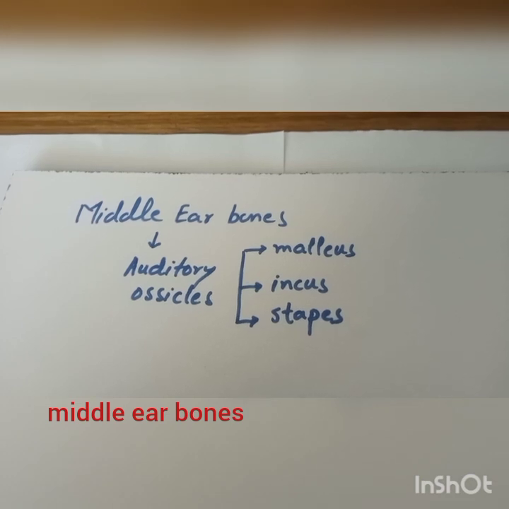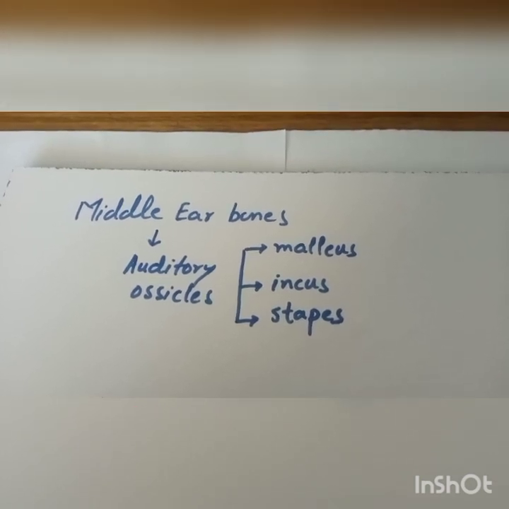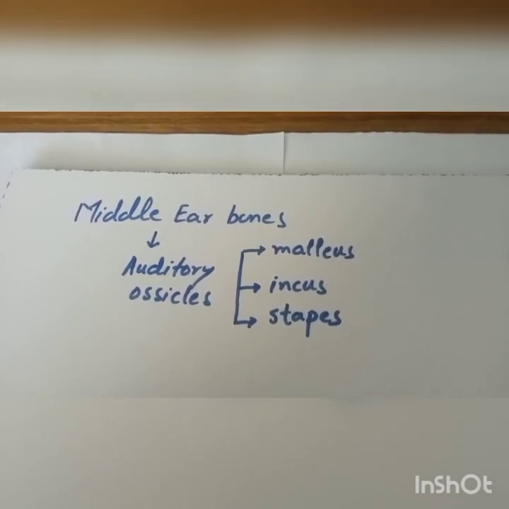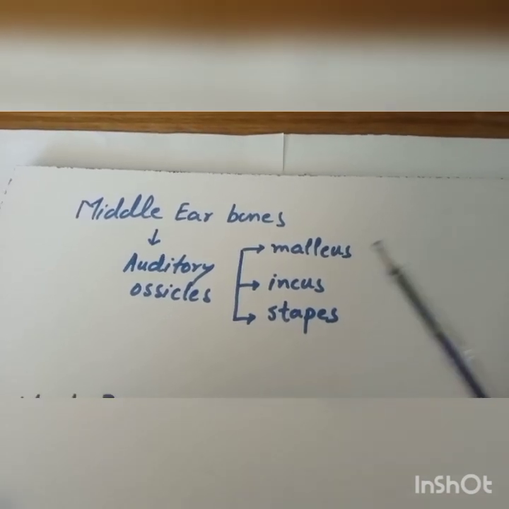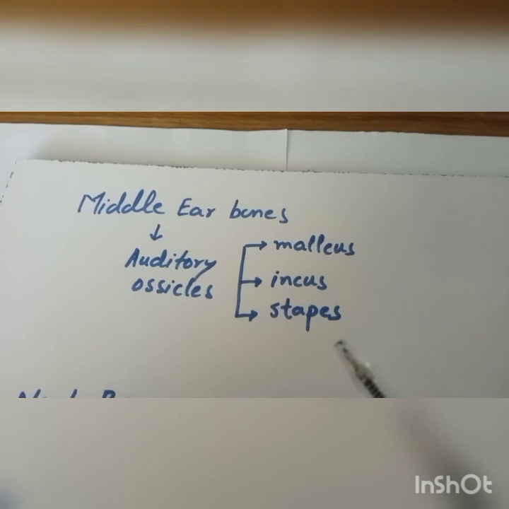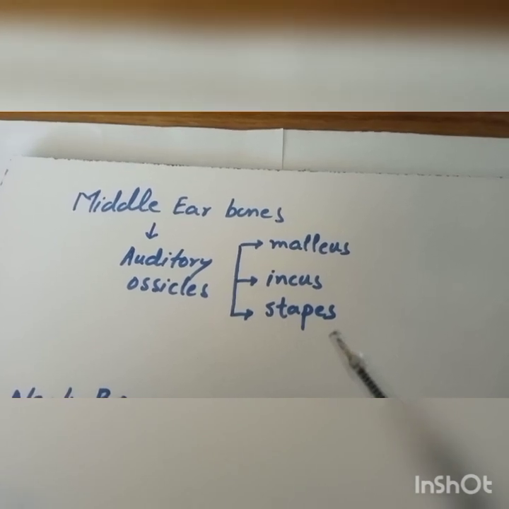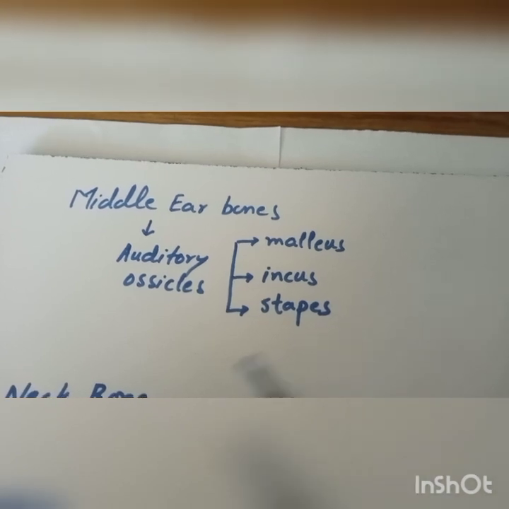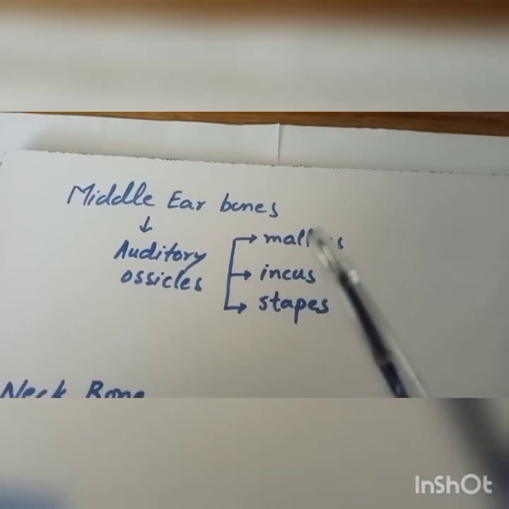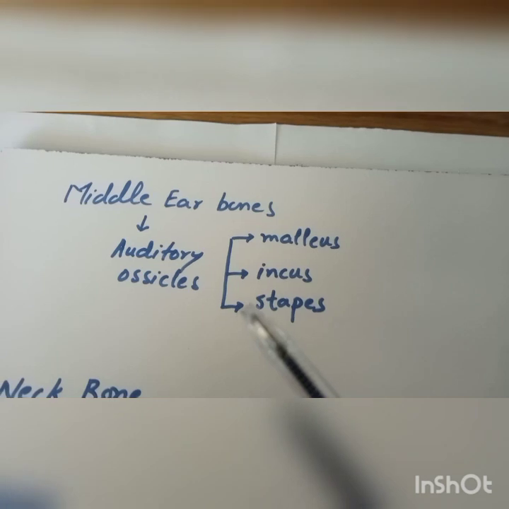Part two is middle ear bones. Middle ear bones are the auditory ossicles, that are the malleus, incus, and stapes. These are paired bones, and middle ear bones are 6 in number.